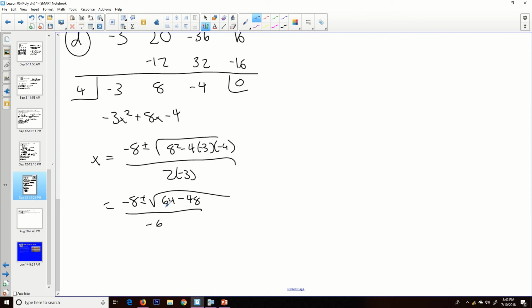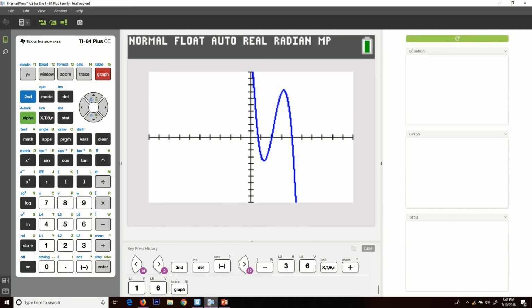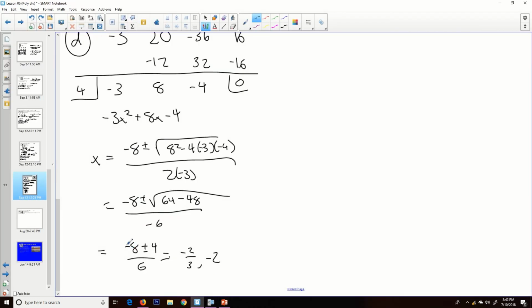And then let's see here, 64 minus 48 is 16, so that'll be 4. Negative 8 plus or minus 4 all over 6. So my remaining zeros, negative 8 plus 4 is negative 4 divided by 6. I get negative 4 over 6 is going to be negative 2/3. And then negative 8 minus 4 would be negative 12 divided by 6 would be negative 2. Although, oh yeah, negative 2 or positive 2 right there. Just a simple mistake here. This should be, I forgot to bring down the negative, so I get a negative divided by a negative is going to give me a positive on both of those instances. So those are my remaining zeros.